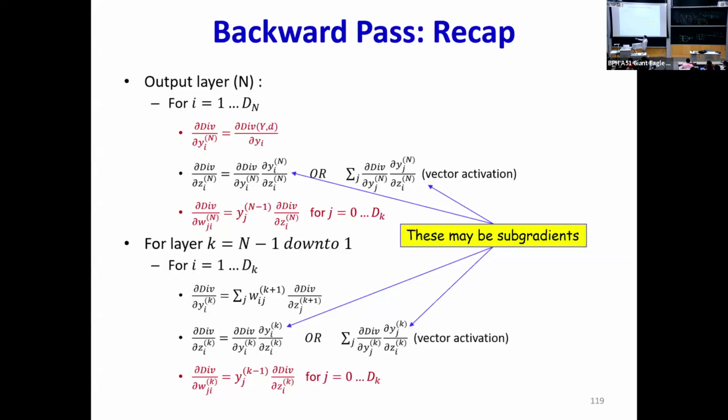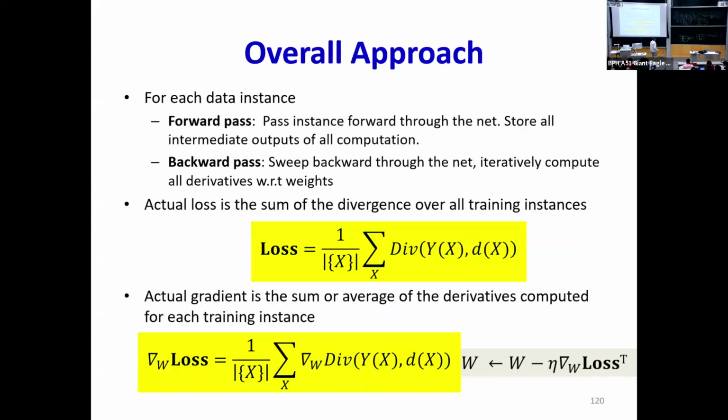These derivatives here, dy over dz, can be subgradients. That's about it, okay? And so the overall approach, when you have training data, you perform, for each data instance, a forward pass. You pass the instance through the entire network to compute all intermediate variables and the output. And then you perform a backward pass, which is back propagation. You sweep back, you push the derivatives backwards through the network to compute the derivatives with respect to all the parameters.